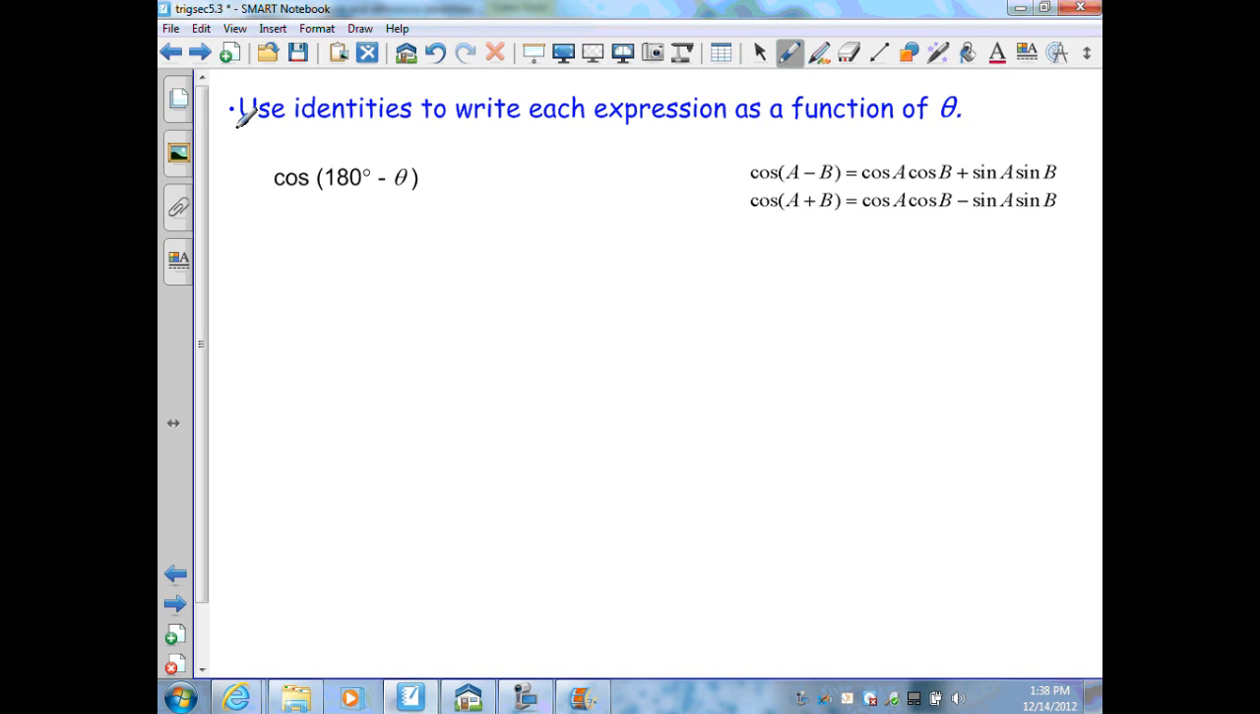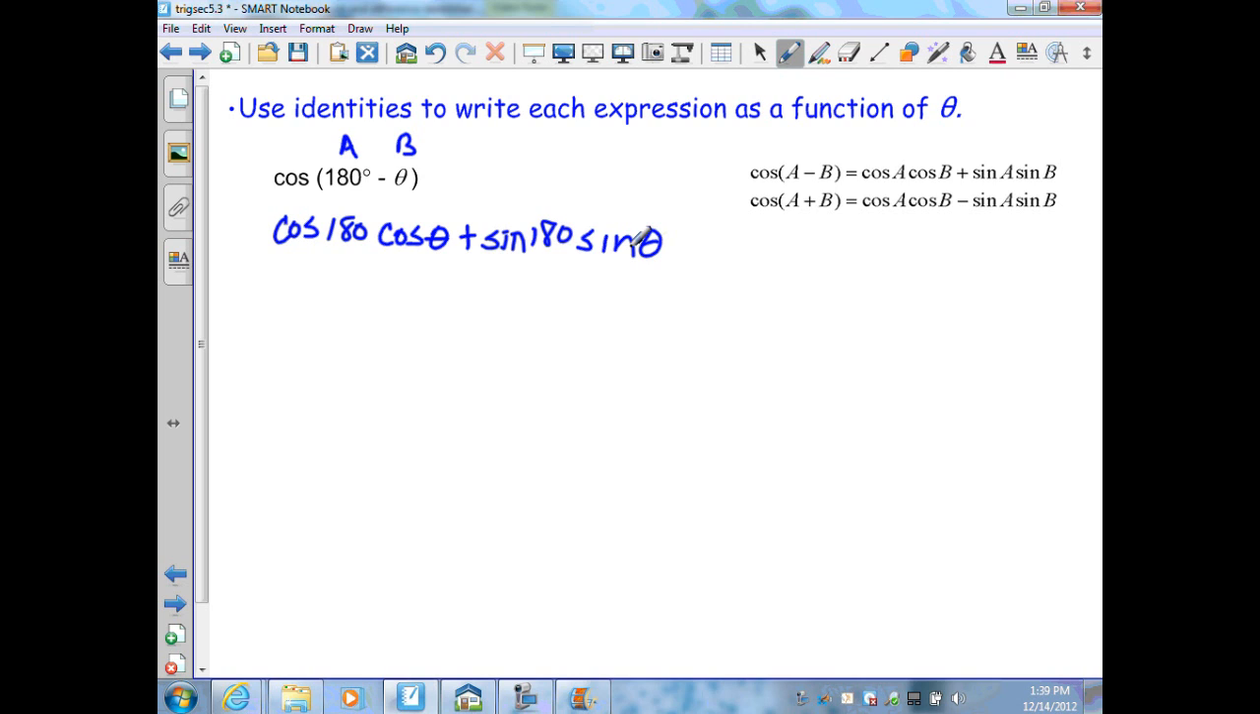On this example, we want to use identities to write each expression as a function of theta. Here I'm given cosine of 180 minus theta. To solve this, I can use our sum or difference identities for cosine. Here I can use the difference identity. Therefore, I know that this is my angle A and this is B. That gives me cosine of A, which is 180, times cosine of B, which is theta, plus sine of A, which is 180, times sine of B, which is theta.